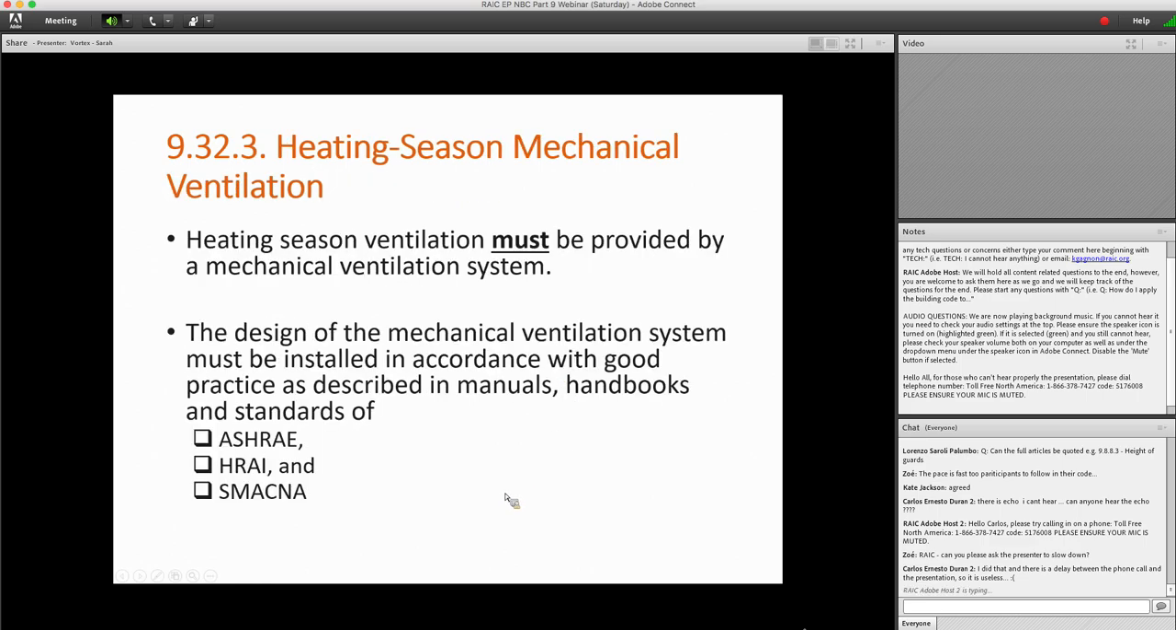During heating season, which we're coming upon now, ventilation must be provided by a mechanical ventilation system. So the design of this system must be in accordance with good engineering practice, such as the manuals, handbooks, and standards of ASHRAE, HRAI, and SMACNA.